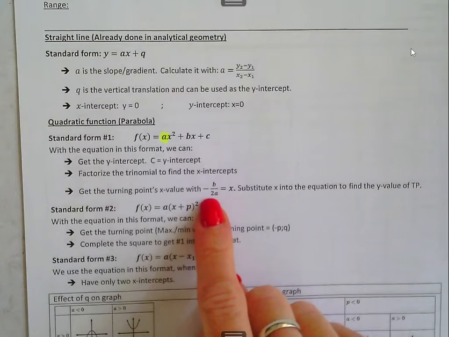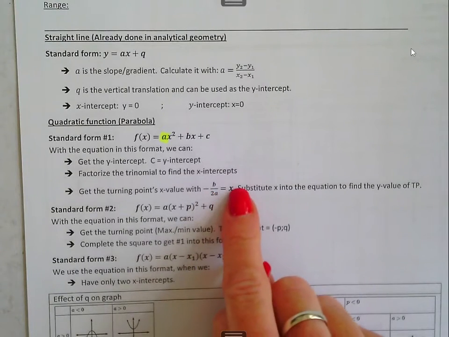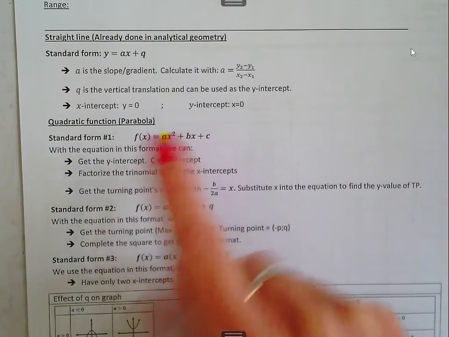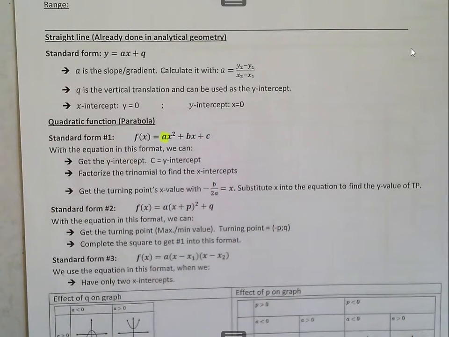So you would just substitute into it, you get the x value, and once you have the x value, you just put it into the equation and then you will be able to calculate the y value. Does it make sense? Who says no? Was it a yes? Okay.